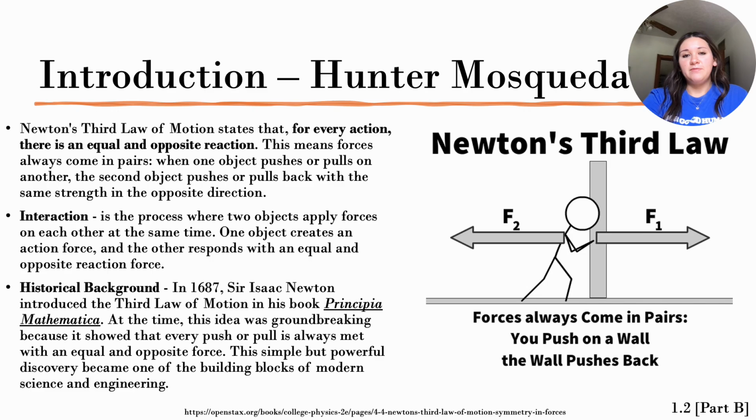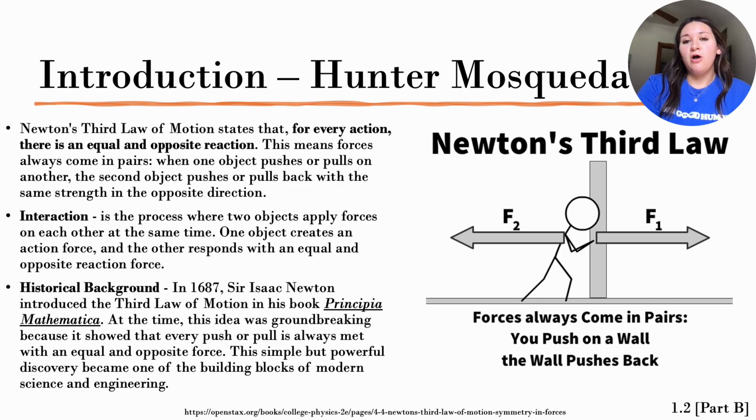An interaction happens anytime two objects apply forces on each other at the same time. One object creates the action force and the other responds with the reaction force. These two forces are always equal in size but opposite in direction. To give a simple example, imagine pushing on a wall. Your hand pushes against the wall, and at the same time, the wall pushes back on your hand with equal force. You don't move the wall, but you feel the force pushing against you.